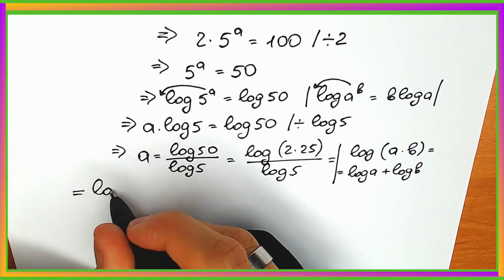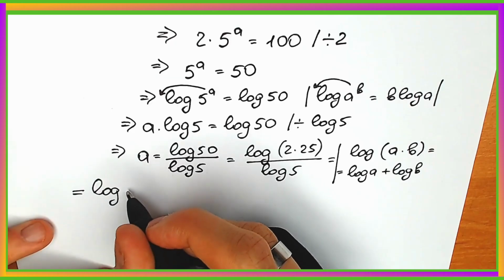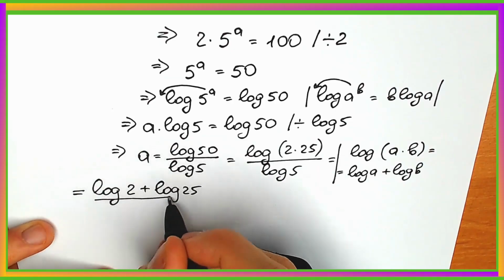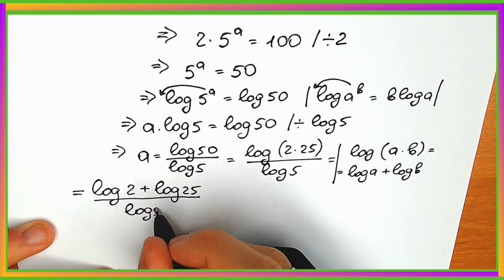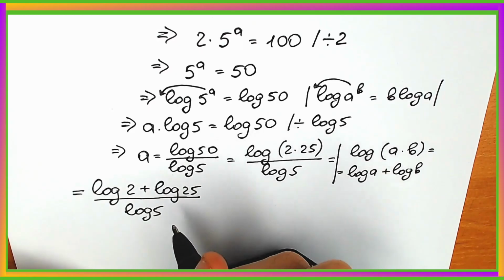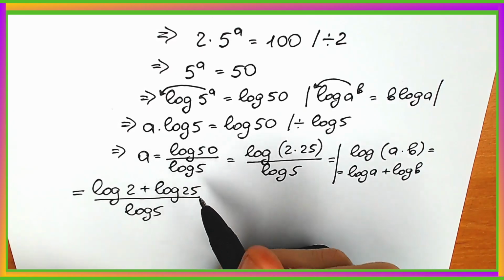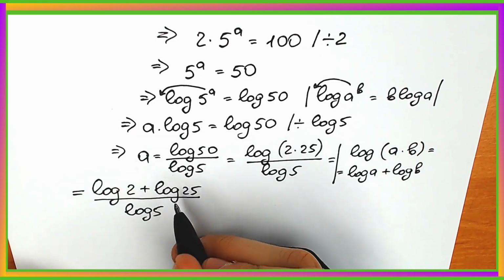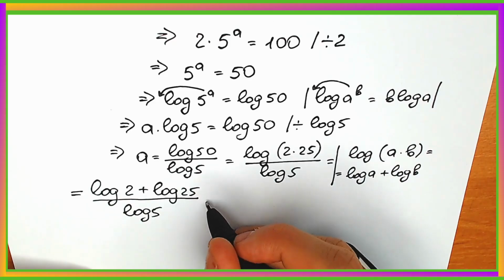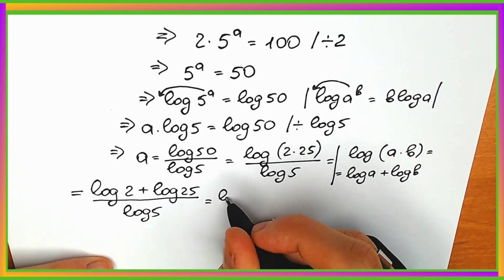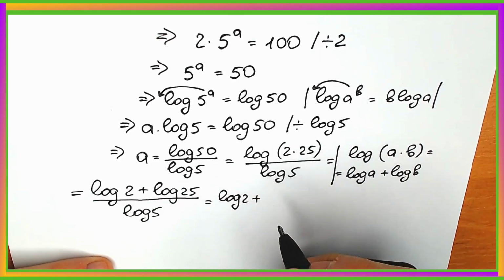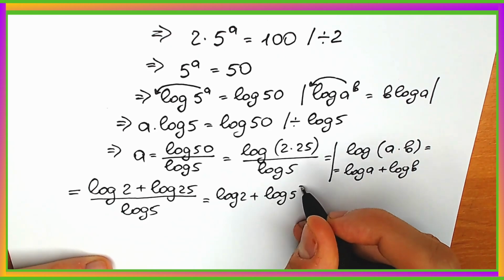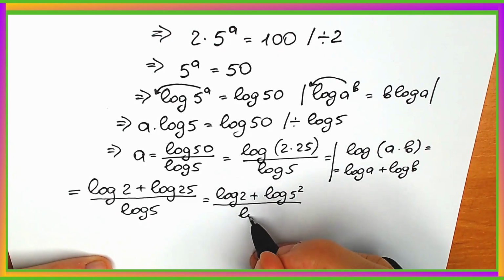So we have log 2 plus log 25 over log 5. Right now a lot of students may be confused because we don't have a common base. We have 25, 5, and 2, but this 25 right here can be written as 5 squared. So let's do it right now. We have log 2 plus, right here, log 25 can be written as log 5 squared, over log 5.